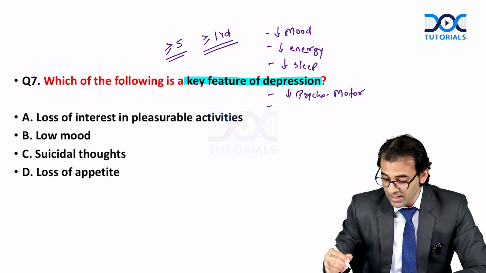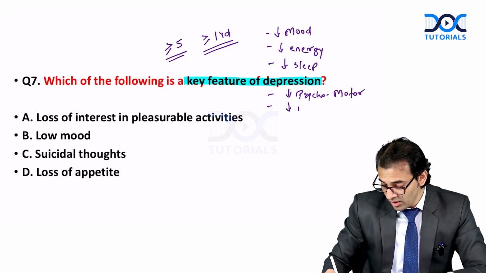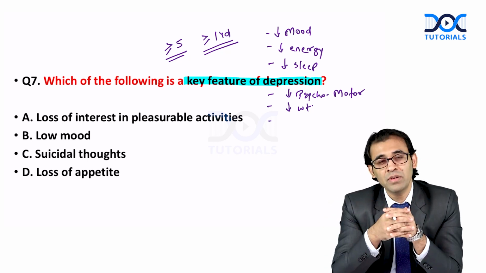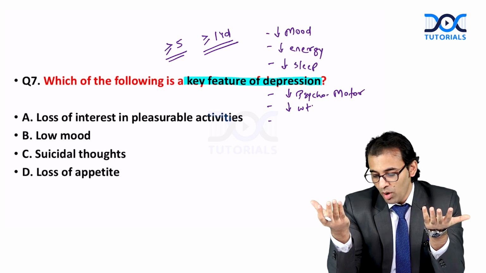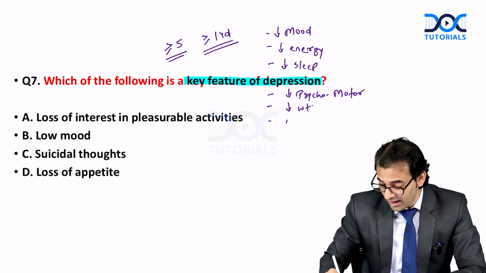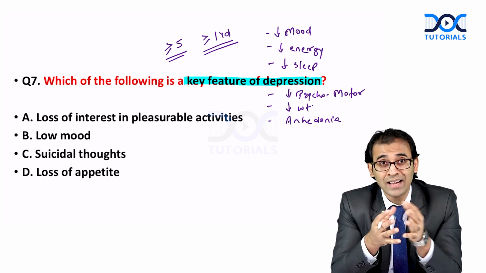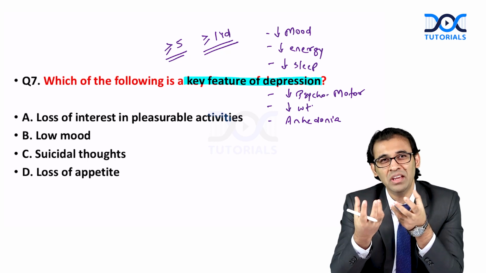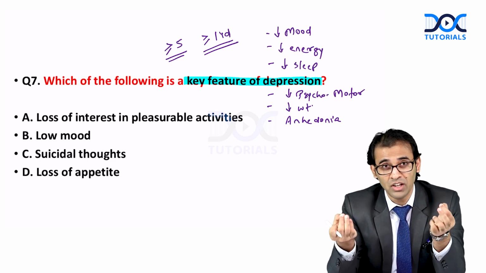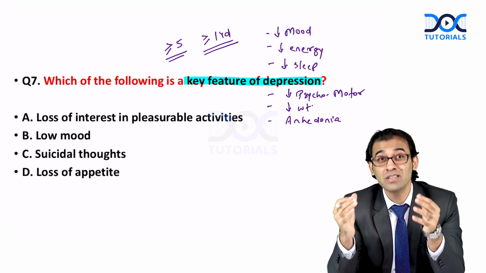Obviously, after that, what will happen? A person is not sleeping, a person is not eating, so there is weight loss also. Because of lack of mood, the patient will also be complaining, sir, I am not enjoying old activities. You can write anhedonia, the inability to experience pleasure in old activities. A patient can say, sir, I do not enjoy at all. Other symptoms are lack of attention, lack of concentration, lack of energy, negative thoughts, suicidal thoughts, and feeling of guilt.